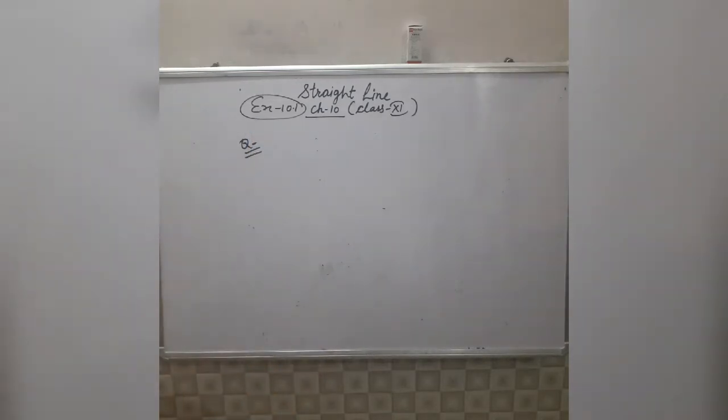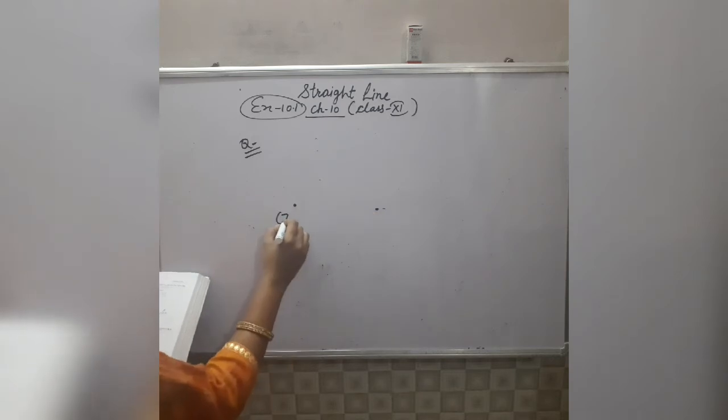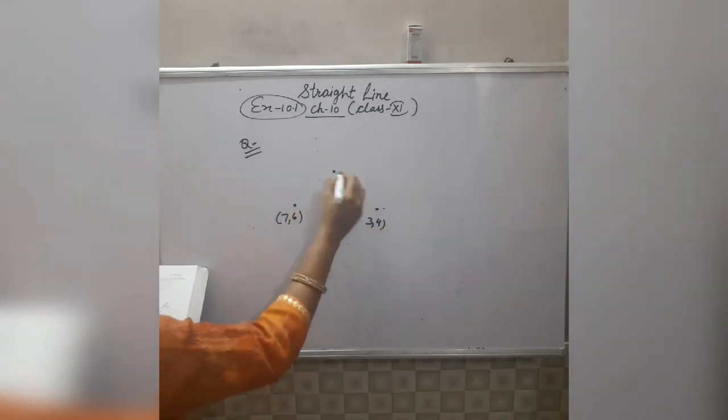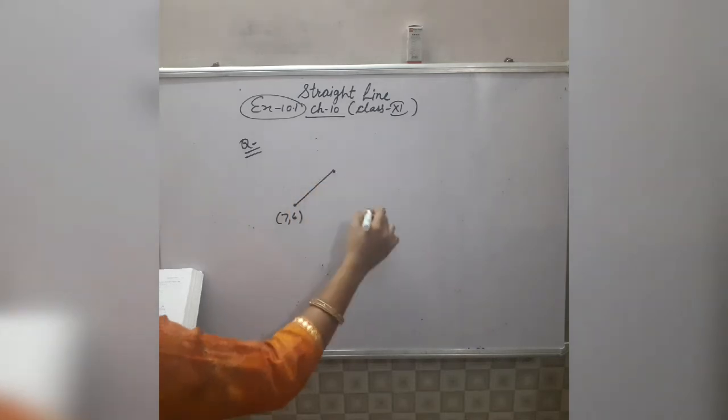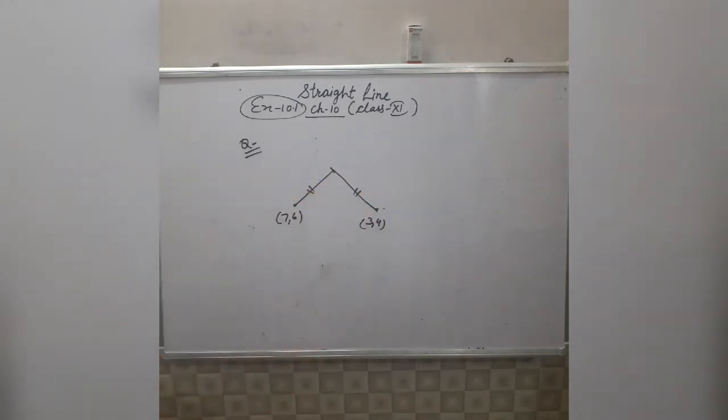In question number 4, find a point on the x-axis which is equidistant from the points (7, 6) and (3, 4). Two points are given to you, with coordinates (7, 6) and (3, 4), and take one more point which is equidistant from these two points, meaning these distances are equal. Then what will be the coordinates of this point if this point lies on the x-axis?